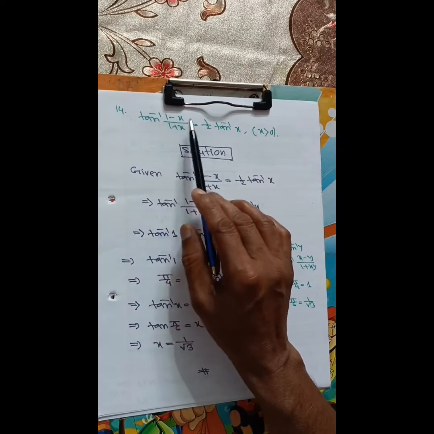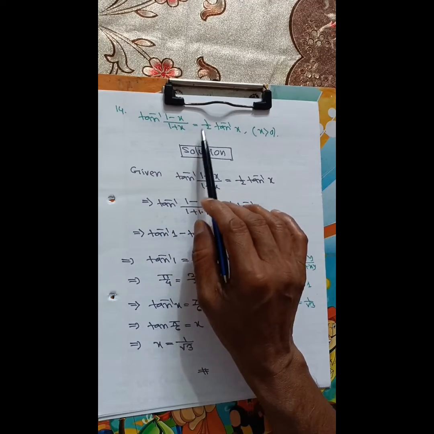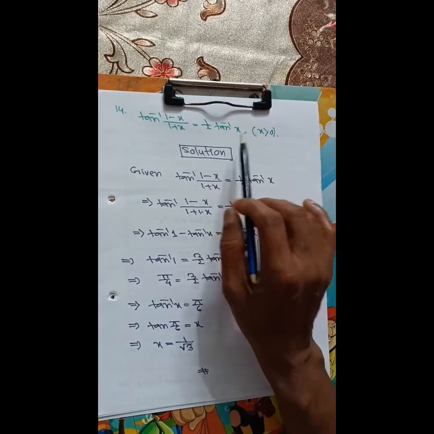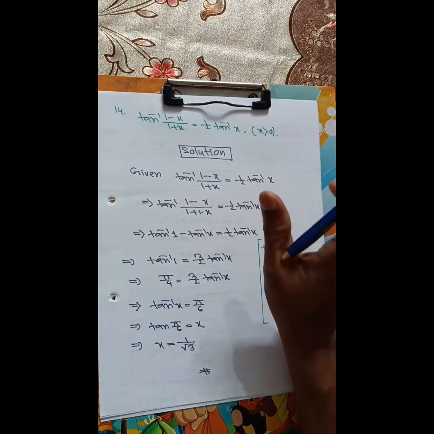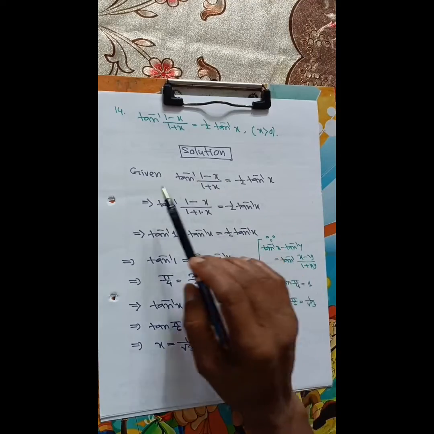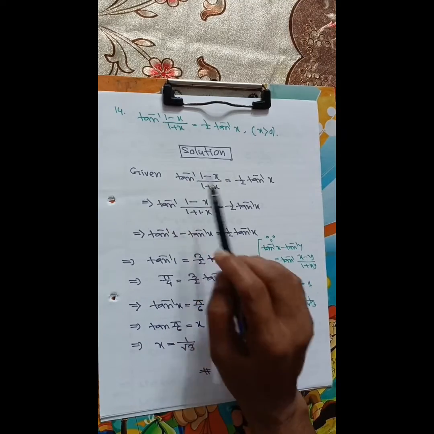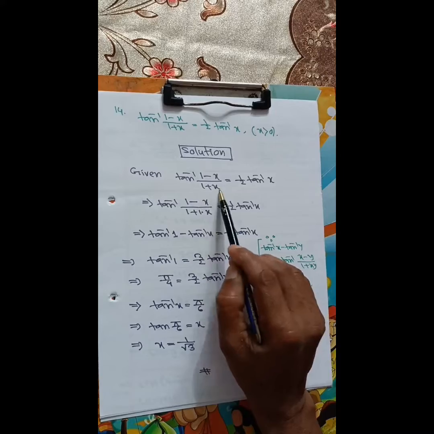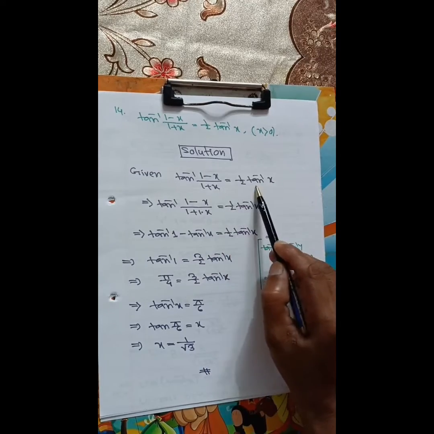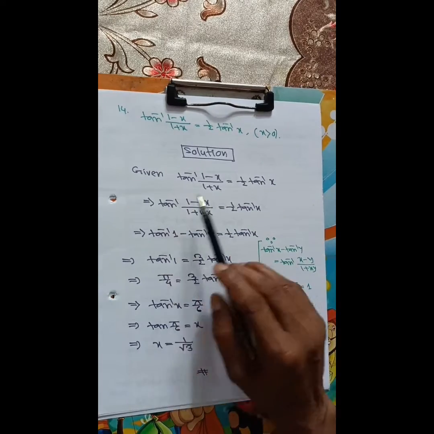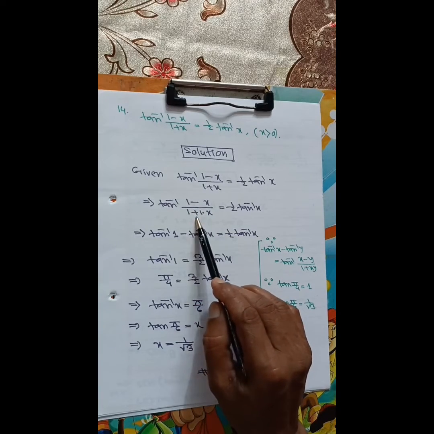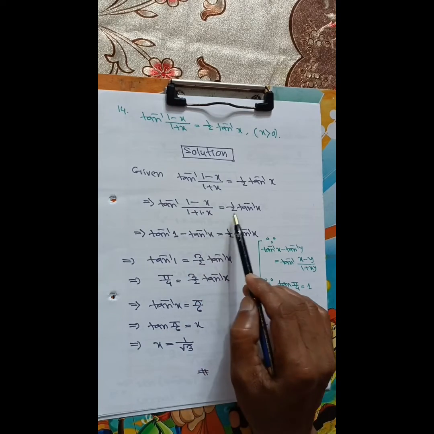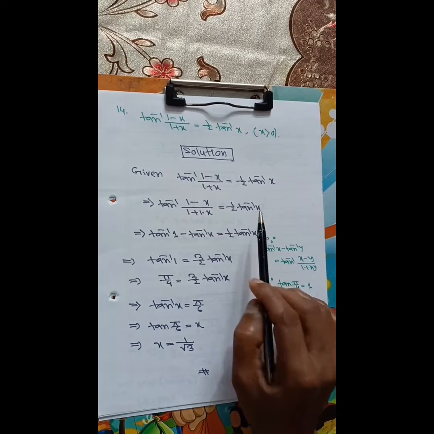Tan inverse of (1 minus x) divided by (1 plus x) is equal to half of tan inverse x, where x is greater than 0. For the solution, what will we do? We have to write the question again. That is, given tan inverse (1 minus x) by (1 plus x) is equal to half of tan inverse x. This is tan inverse of (1 minus x) by (1 plus 1 into x), equal to half of tan inverse x.